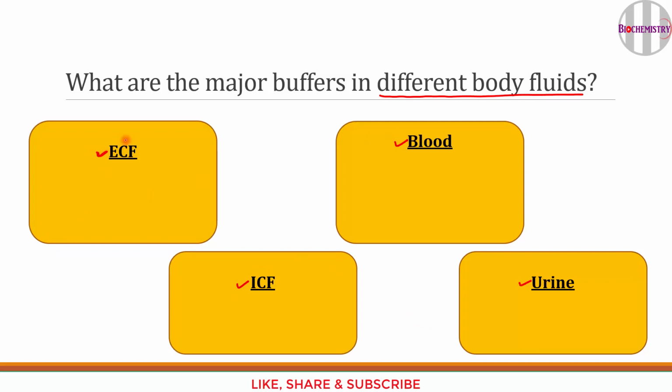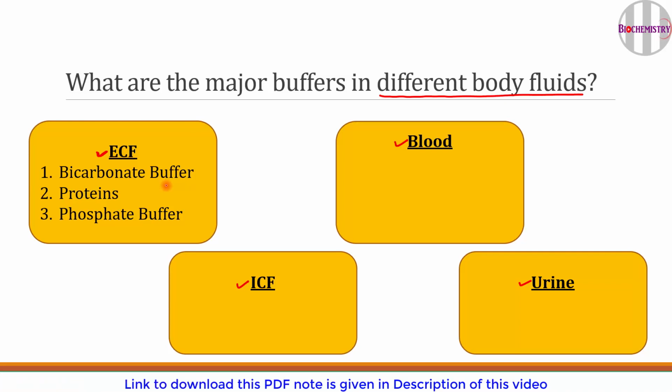If we talk about extracellular fluid, here three buffers are very important. The first one is bicarbonate buffer, which is the most effective buffer in ECF. Then on the second rank, there is protein as a buffer. And on the third rank, there is phosphate buffer. Remember, this sequence is from the most effective buffer to the least effective buffer, so the sequence over here is important. Similarly, I had also shown it for blood, intracellular fluid and urine.